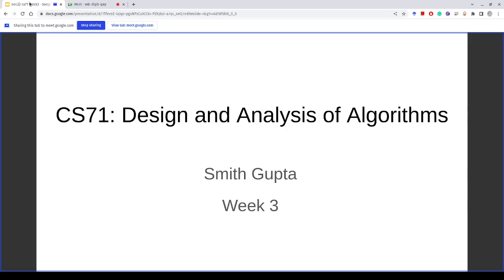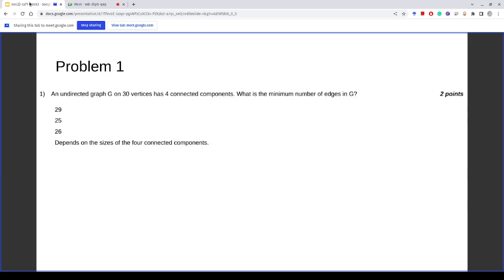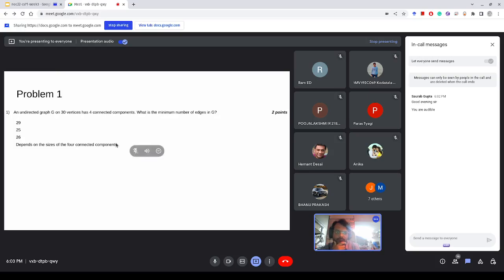Okay, so like last time, we are going to start with a few problems. So look at this problem, which says that there is an undirected graph G on 30 vertices. So the number of vertices is 30. In the undirected graph, there are 4 connected components. So the whole undirected graph G is not connected, but it has 4 separate connected components. And the question is, what is the minimum number of edges in G? And does it depend on the sizes of the 4 connected components? So read the question carefully and try to answer which option it can be.